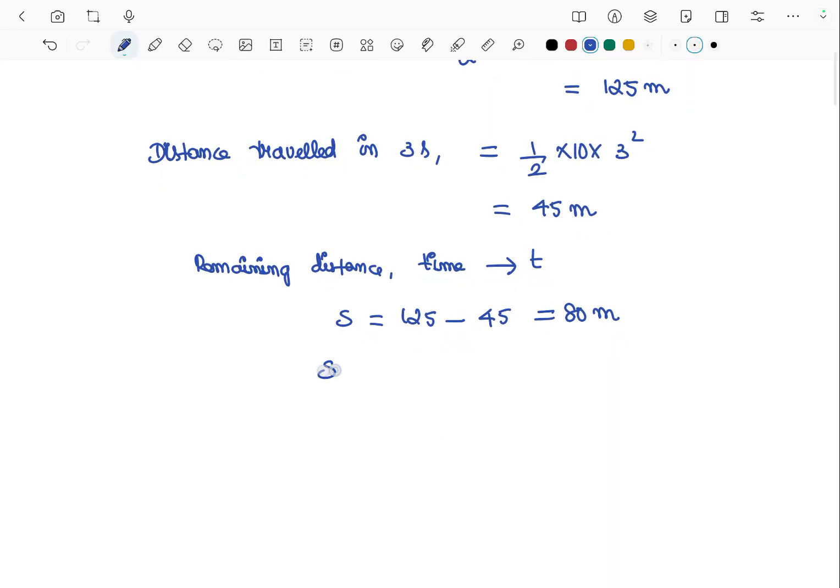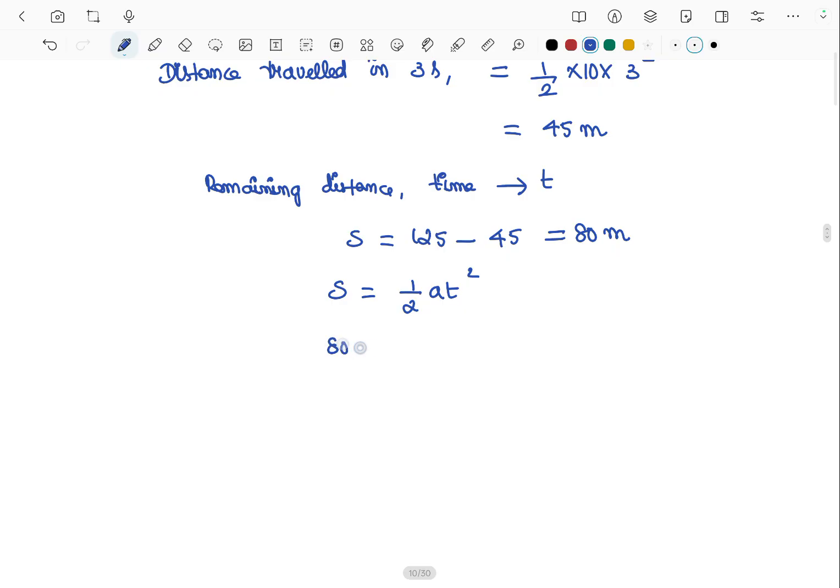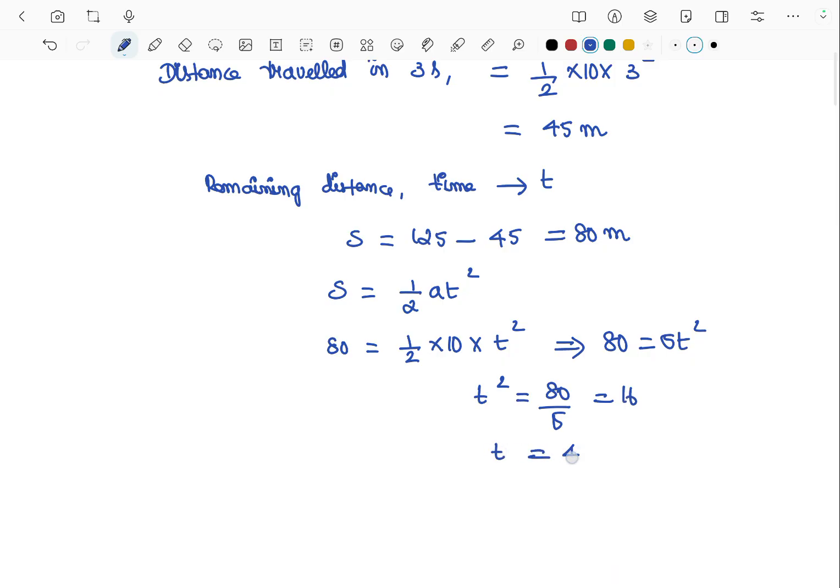Since you know that S is equal to half a t square, your S is 80. So 80 is equal to half into acceleration, which is 10, into t square, since we are supposed to get t. So 80 is equal to 5t square. So t square is equal to 80 by 5, which equals 16, or we get t to be 4 seconds.